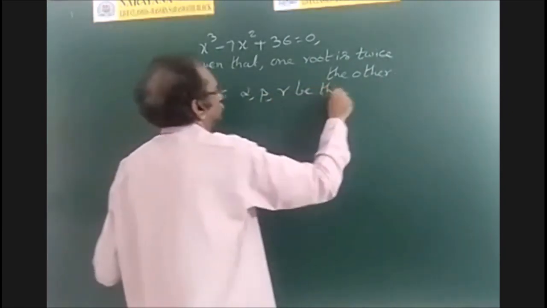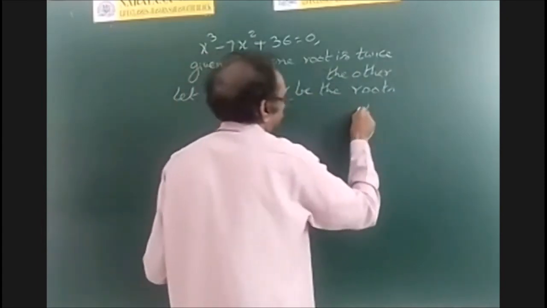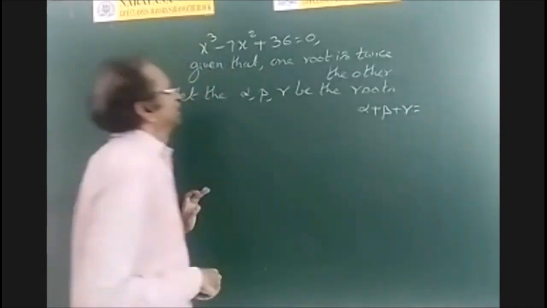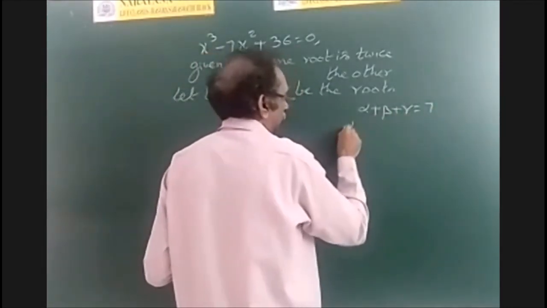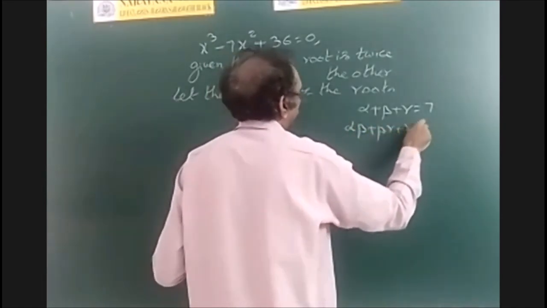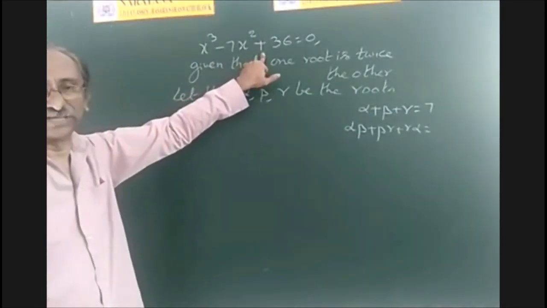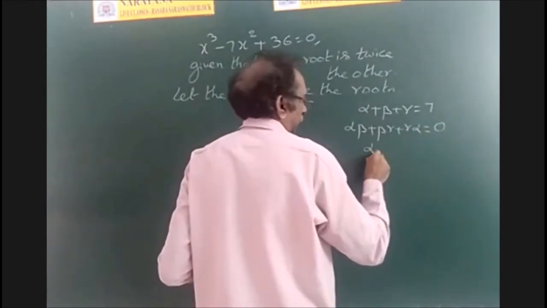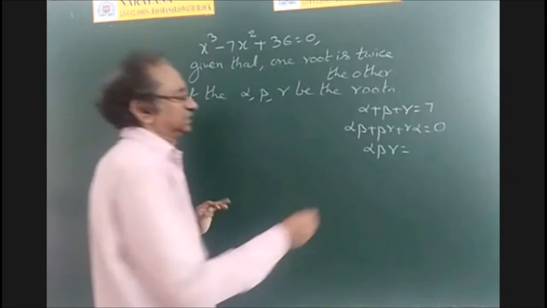With the roots, what are the immediate results? Alpha plus beta plus gamma, what is that? Minus of minus 7. And what is alpha beta plus beta gamma plus gamma alpha? x quotient. See, there is no x quotient here. And therefore that is 0. And alpha beta gamma, what is that? Minus 36.